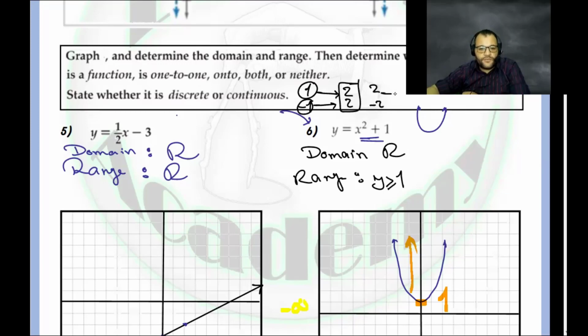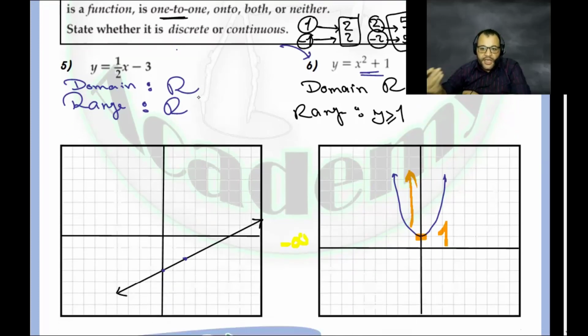Yes, 2 will be 5, and negative 2 also will be 5. We have two different inputs, but we got the same output. So it's not 1-to-1.